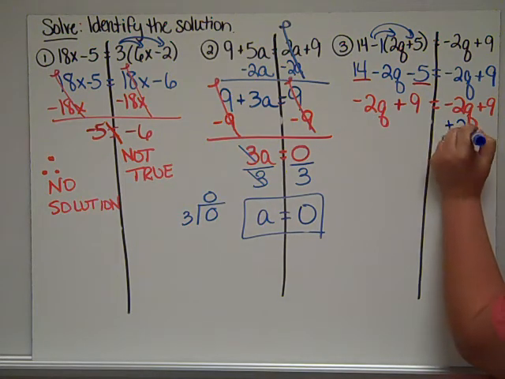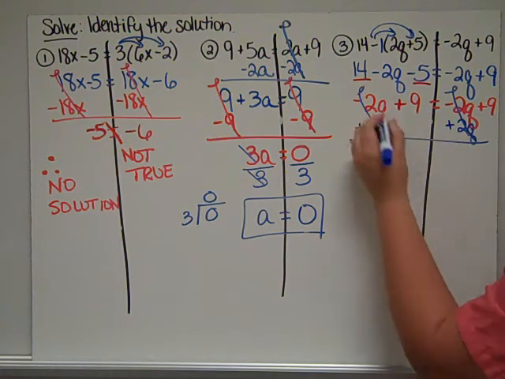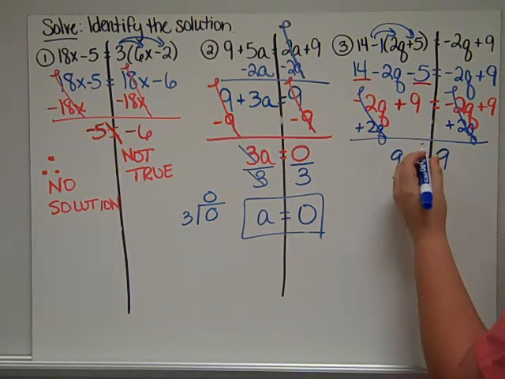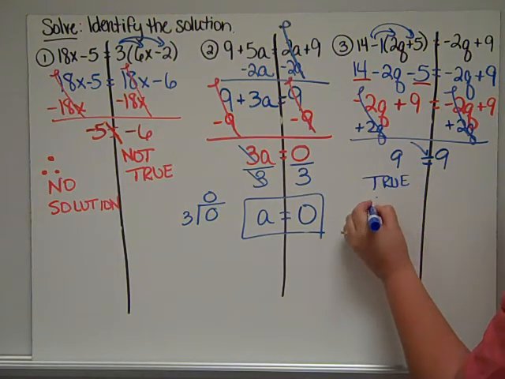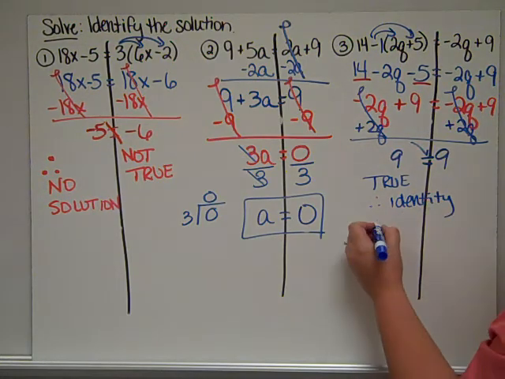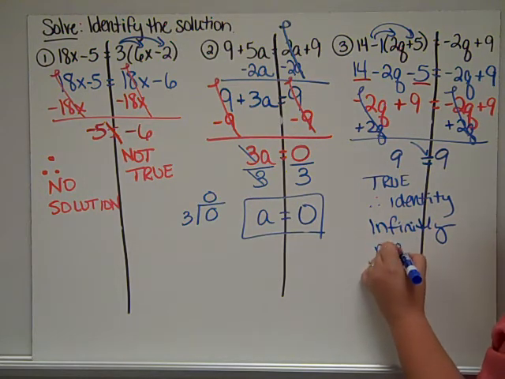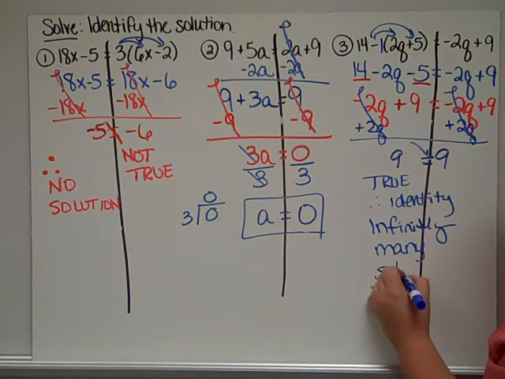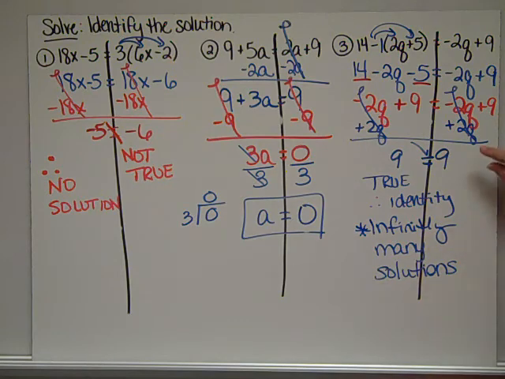I'm going to add 2q. So I get 9 equals 9. That is a true statement. So this is an identity. And how many solutions does that have? Infinitely many. No matter what I put in there for q, it's going to be true, no matter what. There's not just one answer like I have here for problem number 2.